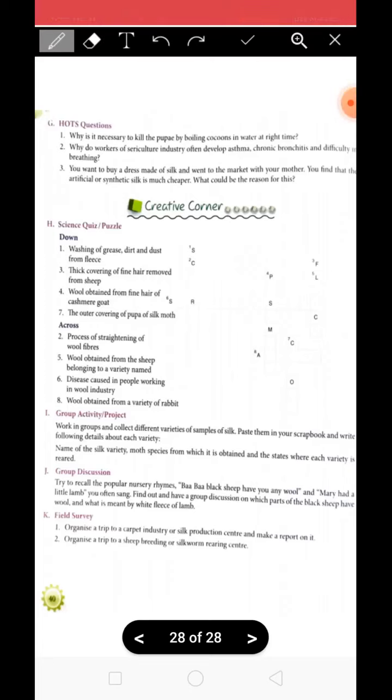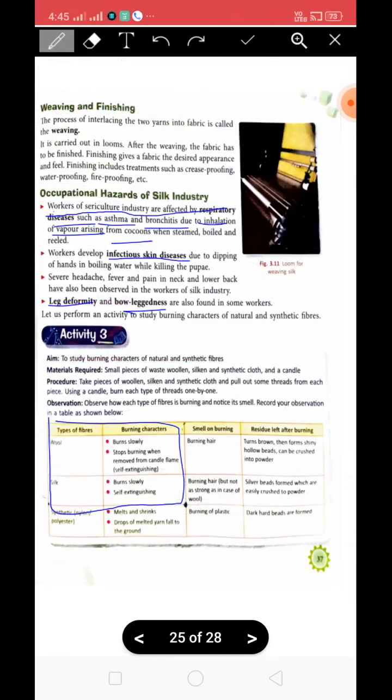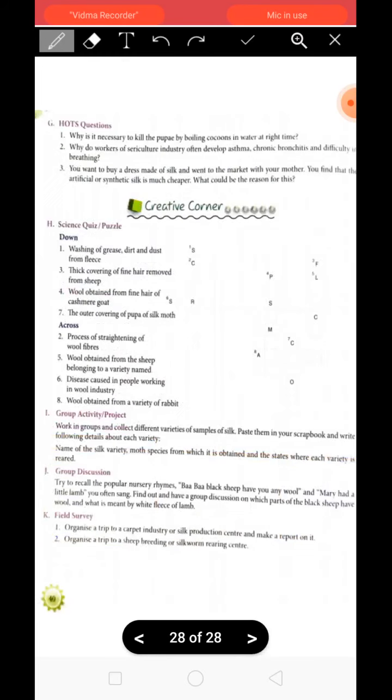Okay, now next question, question number 2. Why do workers of sericulture industry often develop asthma, chronic bronchitis and difficulty in breathing? The answer is given in page number 37. Okay, the answer is given here in page number 37. The first point of occupational hazard will be your answer.